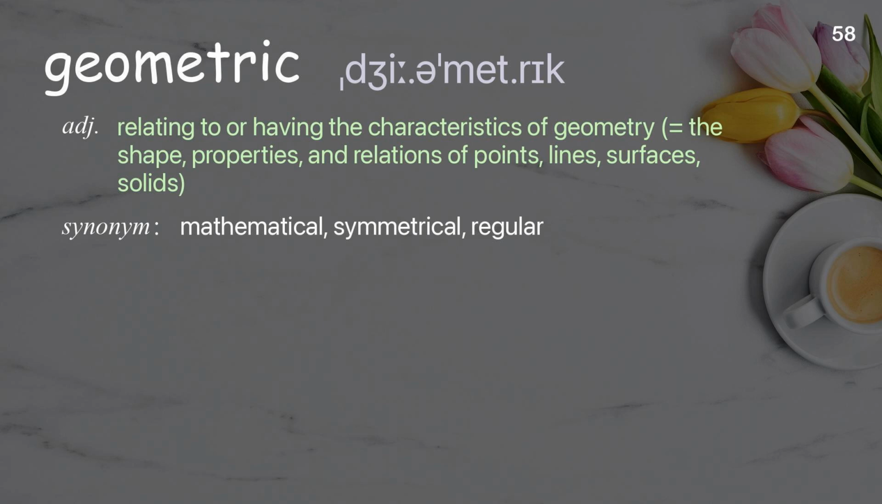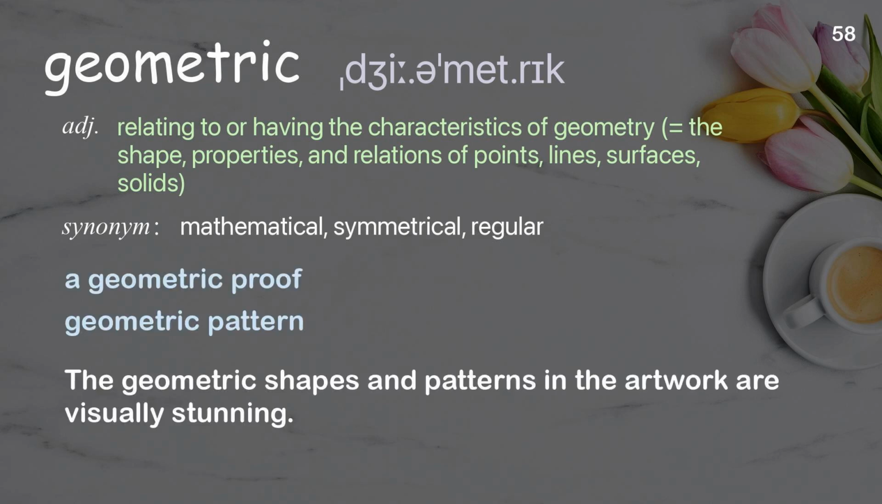Geometric. Relating to or having the characteristics of geometry, the shape, properties, and relations of points, lines, surfaces, solids. Examples: A geometric proof, geometric pattern. The geometric shapes and patterns in the artwork are visually stunning.